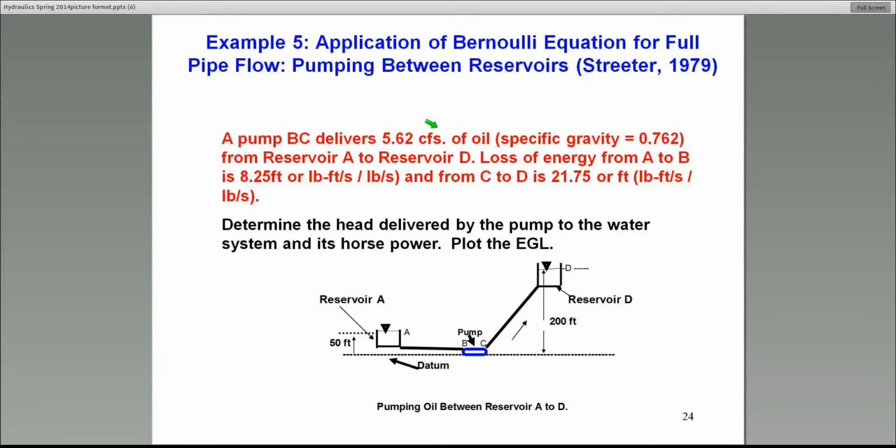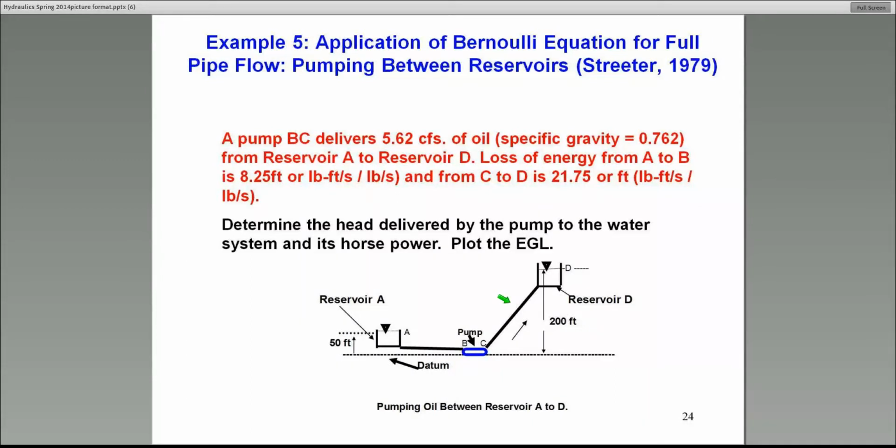Now keep in mind, it's an oil, it's not water. The Q is 5.62 CFS, specific gravity is 0.762. From a reservoir A to reservoir D, the loss of energy, in this case the head loss, I'm going to give it to you. Next time I'll show you how to calculate them. And then from B to C is also given. So I'll go through this a little bit fast because we've got to cover a lot of material here.